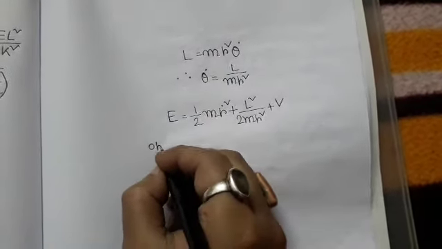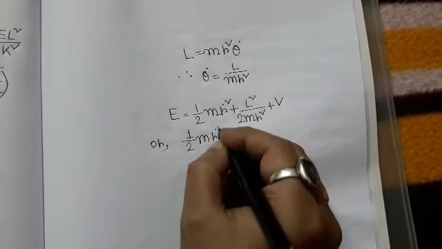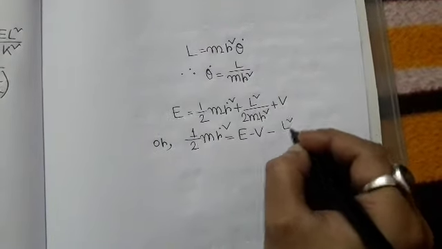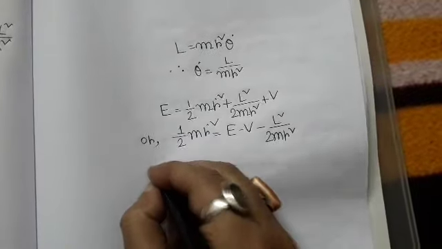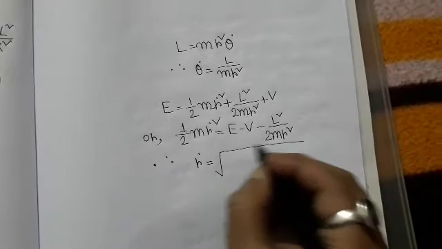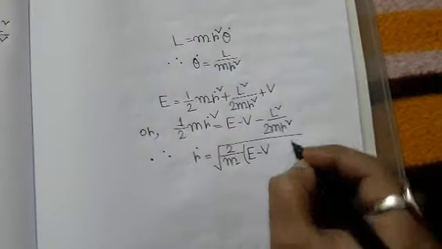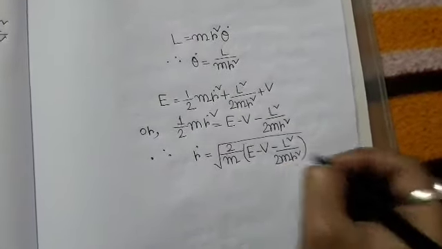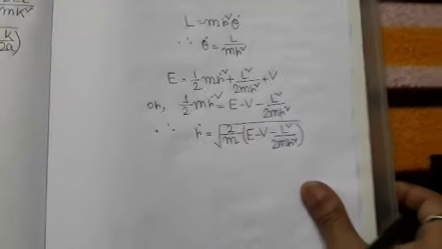Now on simplifying we get half m r dot squared equals E minus V minus L squared by 2 m r squared, from which we can write r dot equals square root of 2 by m into E minus V minus L squared by 2 m r squared. Okay, so this we can write.